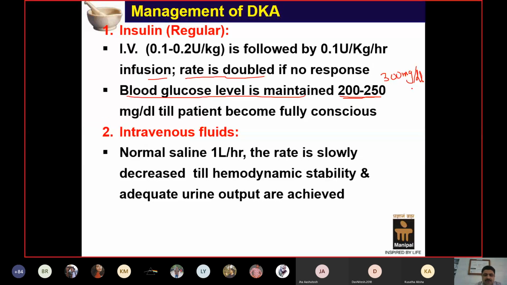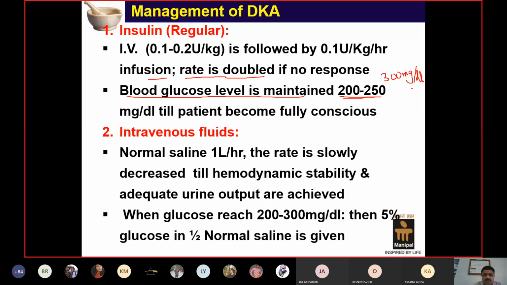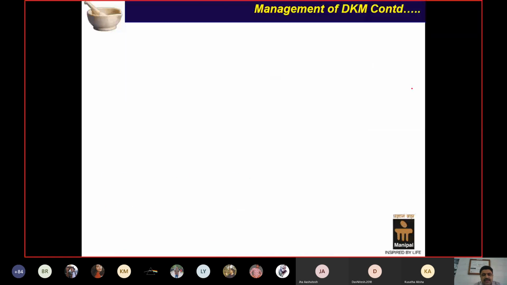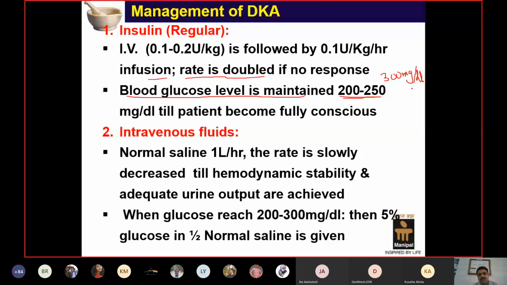Okay, so when glucose reaches 200 to 300 mg per dl, then 5% glucose in half normal saline is given. We will continue the regular insulin. But if we just go on continuing the insulin, then the blood glucose level may fall. So that is why we add 5% glucose, so that it is maintained at around 200 to 300 mg per dl. This is also an important point. Once you start regular insulin, slowly the hyperglycemia will be corrected, the ketone level will be eliminated, and the patient will return to normal.